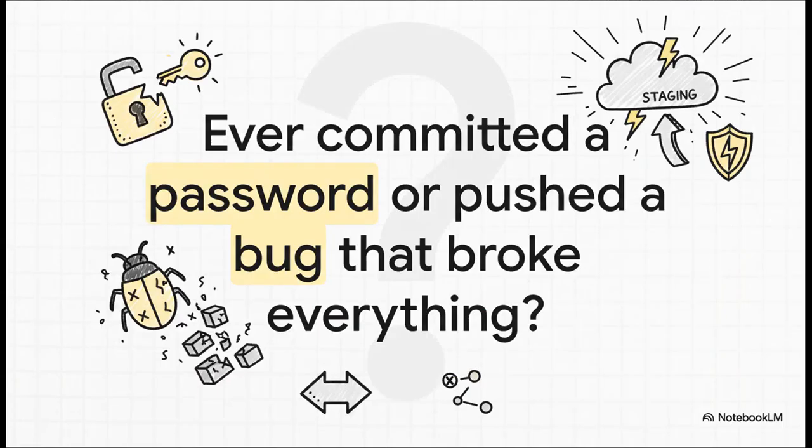I mean, we've all been there, or at least had nightmares about it. You're in the zone, you're coding fast, you commit, you push, and then that cold wave of dread hits you. Maybe you accidentally left a secret API key in the code, or maybe you pushed that one little change that brought the whole staging server to its knees. These are exactly the kinds of messes we're here to clean up.